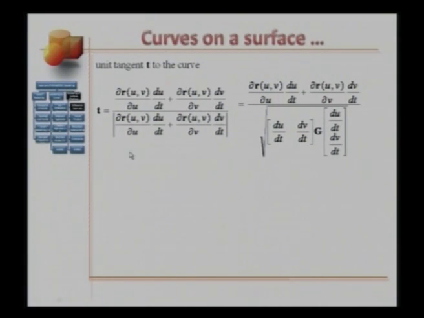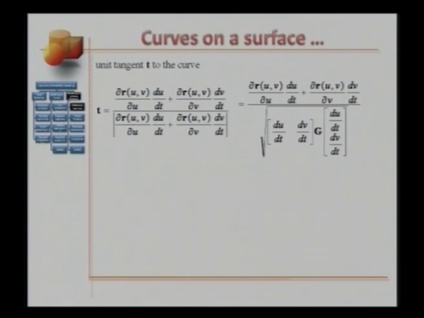From before, we had seen that the modulus of R sub u du over dt plus R sub v dv over dt is given as the square root of the row matrix du over dt, dv over dt times G, that we have defined in the previous slide, times the column du over dt, dv over dt. And we retain this numerator right here.